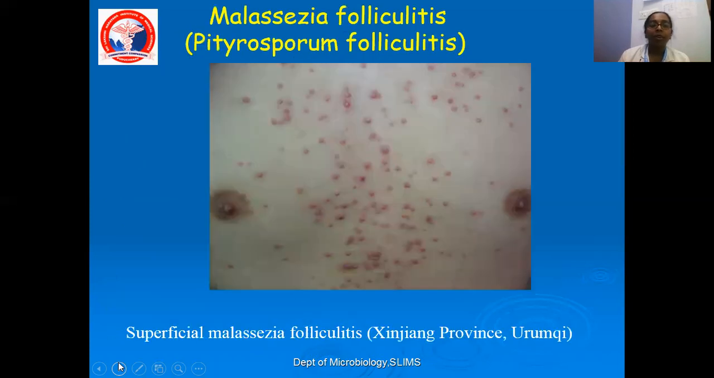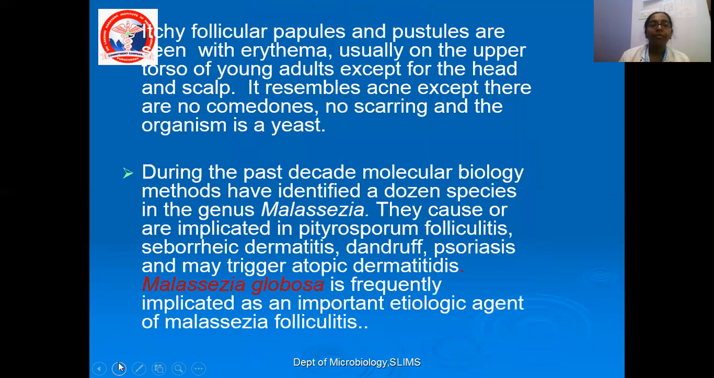So you can see it can present as either hyperpigmented or hypopigmented macular lesions. This is Malassezia folliculitis. It usually infects the trunk and back, and it can also cause seborrheic dermatitis, which is usually caused by Malassezia globosa.